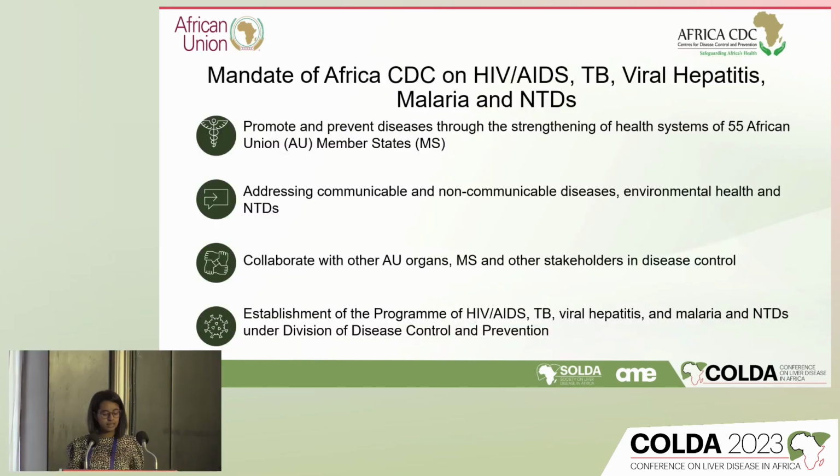So Africa CDC is currently developing its first internal strategy for HIV, TB, malaria, hepatitis, as well as neglected tropical diseases, spanning from 2023 to 2027. And we're very cognizant that this program has a very broad mandate, and with a lot of stakeholders that are already playing key roles in the continent.